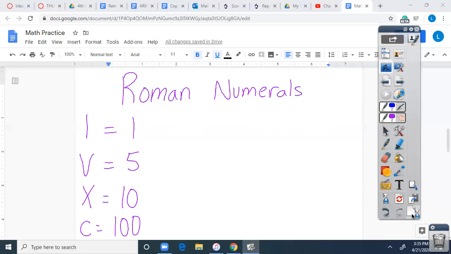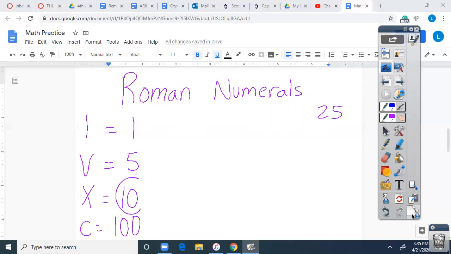So, if I was trying to write the number 55, I'm not going to do 55 because we didn't do 50. If I'm going to write the number 25, how would I write that number?